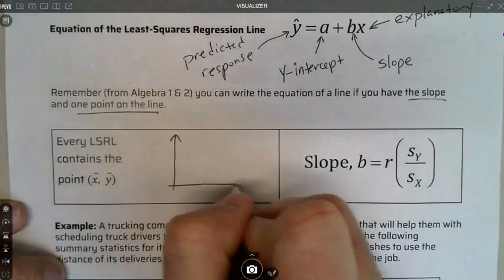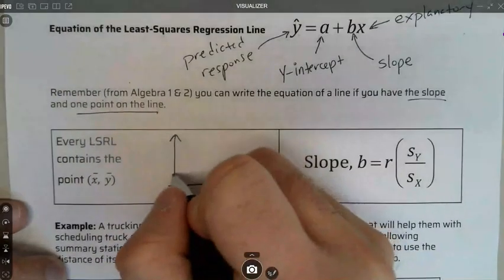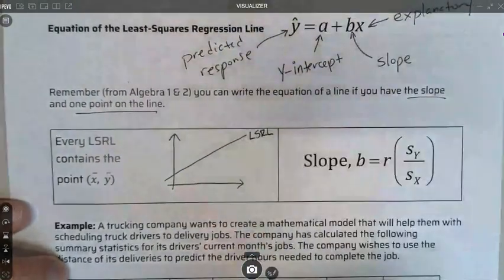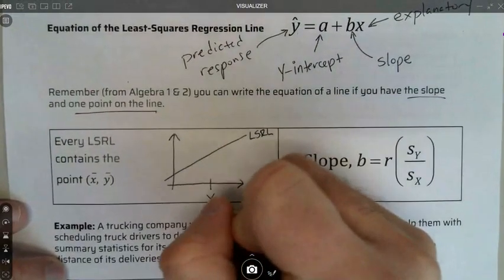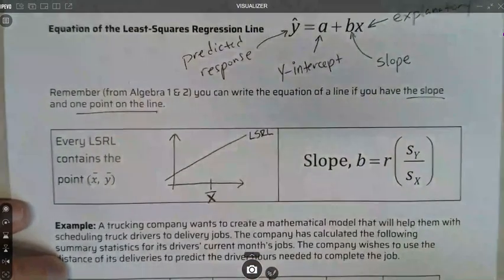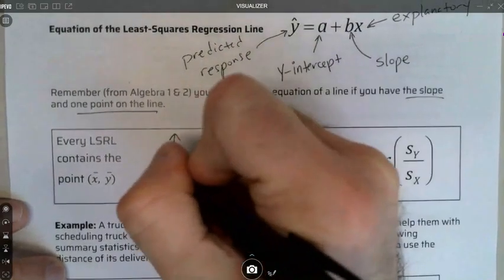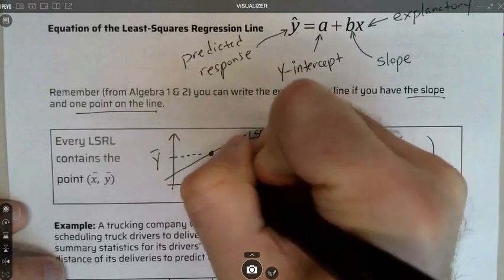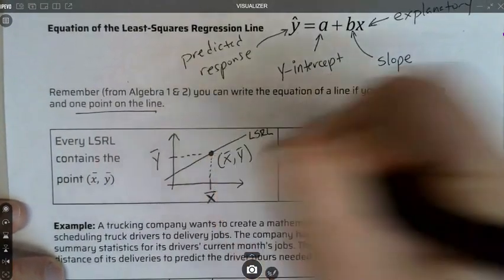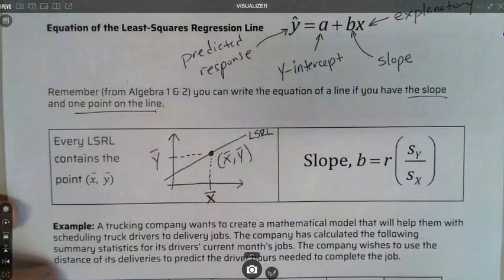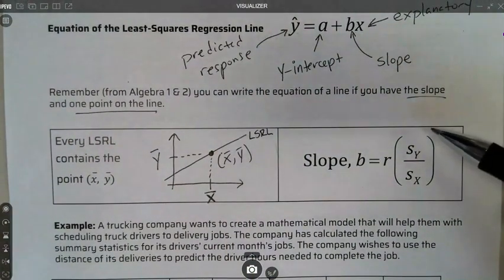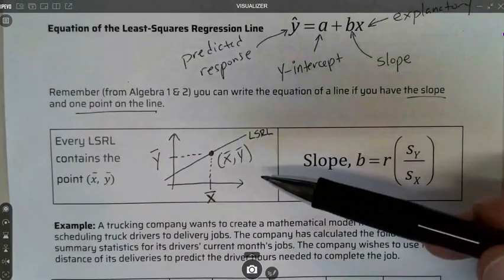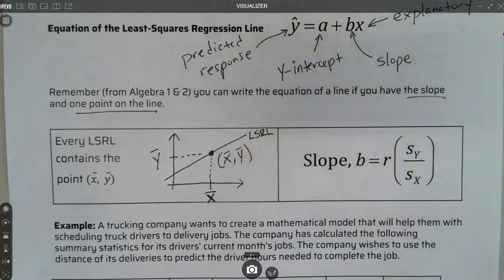So what I mean there is if we have a scatter plot, and through that scatter plot we have a least squares regression line, well, if we were to find the mean of all of the x values from our data set and the mean of all of our y values from the data set, and treat that like an ordered pair, x bar, y bar, that point is guaranteed to be on the least squares regression line. So when we're looking for a point to plug in to get us our equation, we can always pick the mean of x and the mean of y as a pair.